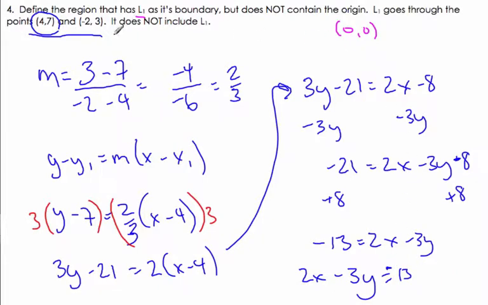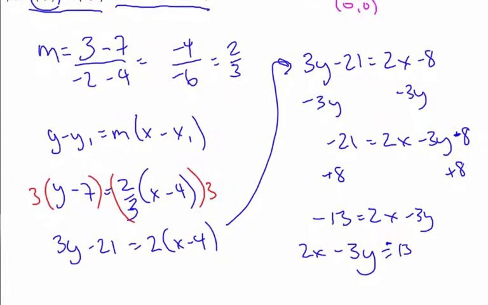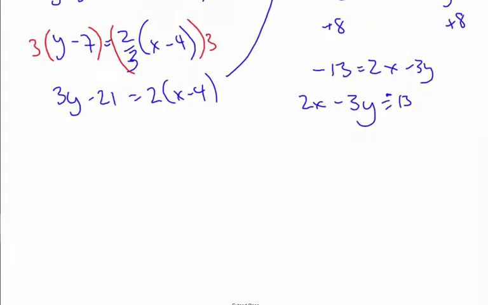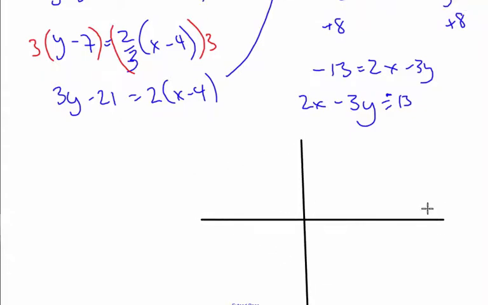And I know the region we're looking for does not include that line, and it does not contain the origin. So I really need to get a sense of what's going on here. Let's draw a quick sketch of this line to see what we have. So I have here xy axes. Now if I'm going to graph this line, what are some of the approaches I can use?